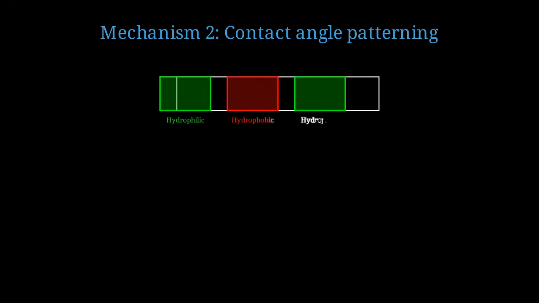The second mechanism is even more elegant, patterning surfaces with different wettabilities. You can create hydrophobic patches that act as barriers. Imagine a channel where most of the surface is hydrophilic, treated to have a low contact angle. But you create small patches that are hydrophobic with a high contact angle.